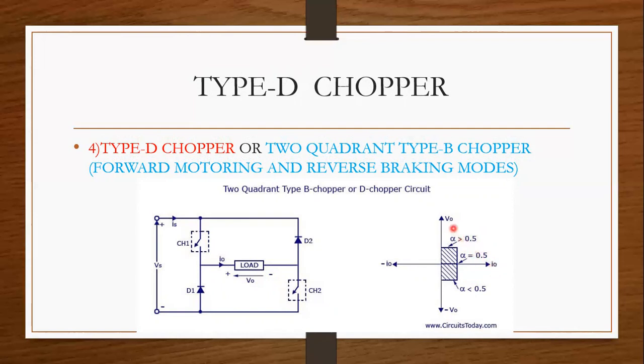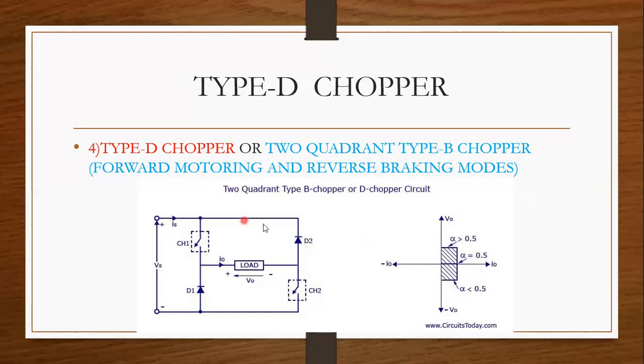The current is positive, but the voltage changes: here V0 and here minus V0. Power is V0 into I0, so here the drive is taking power from the source. Here power is V0 into I0 minus V0 into I0, so it is delivering energy to the source. It is rotating in the reverse direction: for example, clockwise in one case and anti-clockwise in the other. But the torque acting on the motor is in the same direction, while the rotations are different.